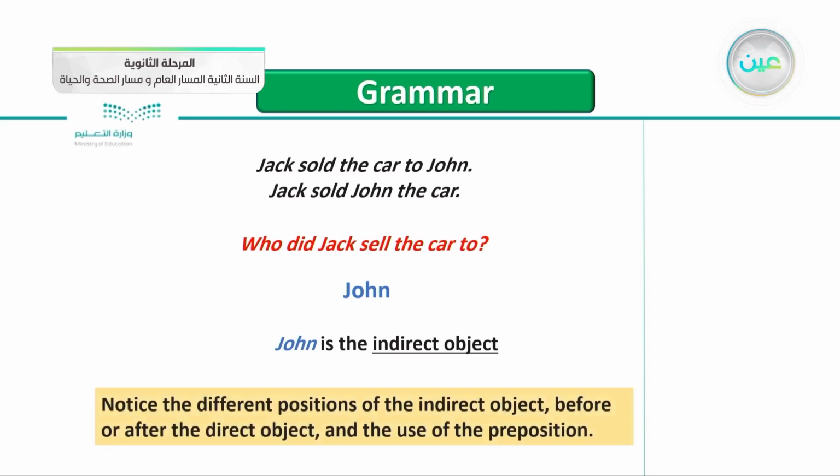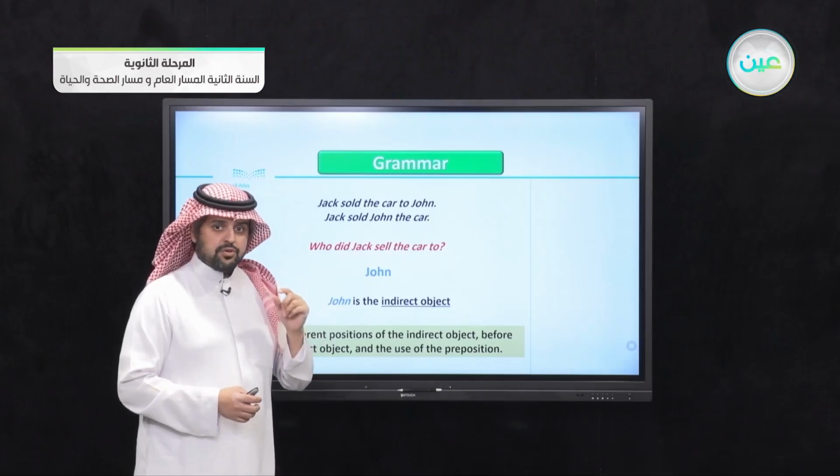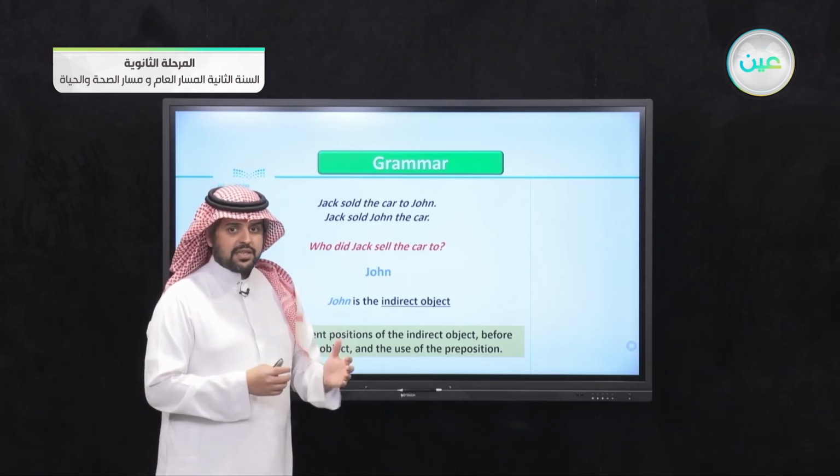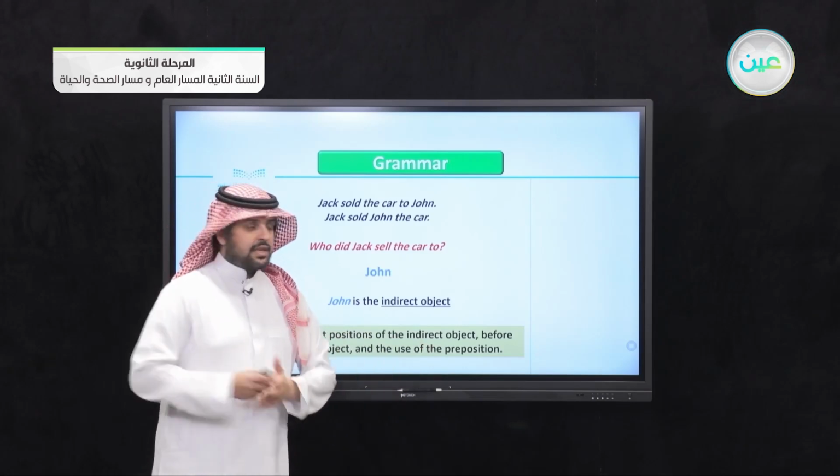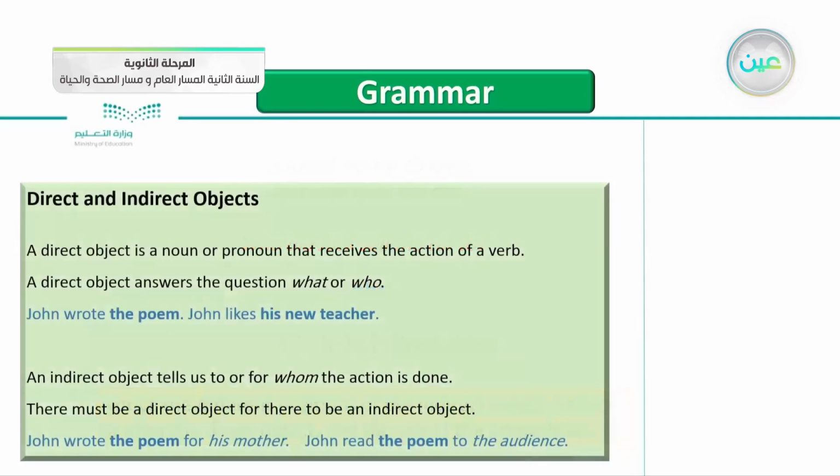Notice the different positions of the indirect object, before or after the direct object, and the use of the preposition. We notice here: Jack sold the car to John. Notice the indirect object John here is at the end of the sentence. And the second, Jack sold John the car. So when we remove the preposition to, the indirect object changes its position in the sentence. We'll be studying more about that now.